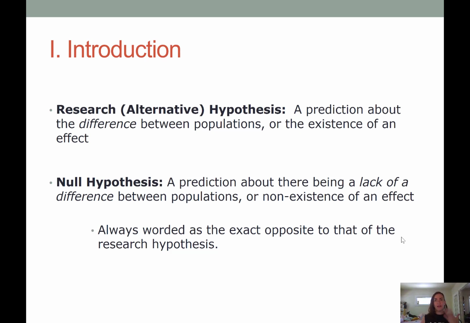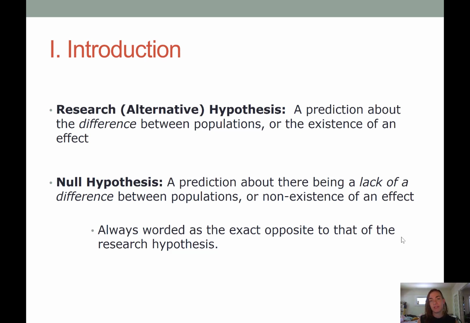Or if you think that you have a treatment or intervention that's going to lead to a decrease in symptoms, then your research hypothesis would state that you expect that the symptomology for the population who gets the treatment will be significantly lower than the symptomology for the population who doesn't get the treatment. So notice that in the research hypothesis or the alternative hypothesis, we're always making statements about a difference that we expect to see.